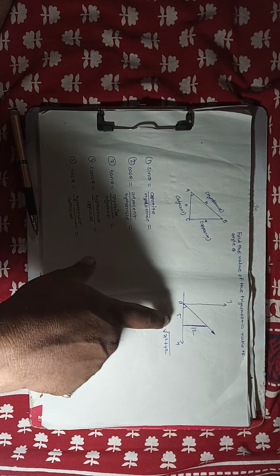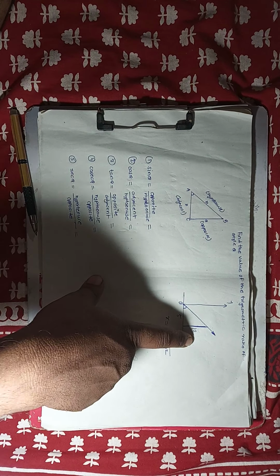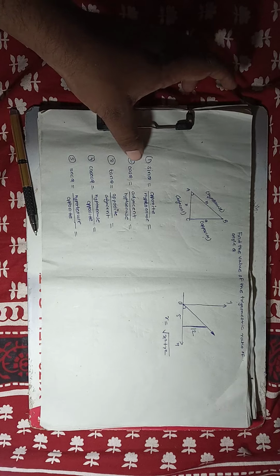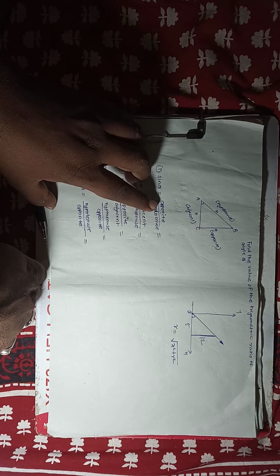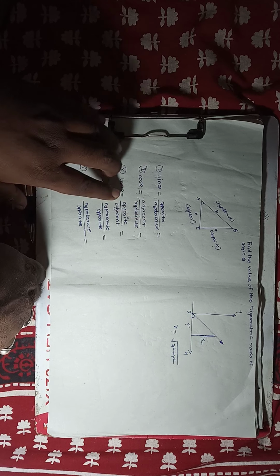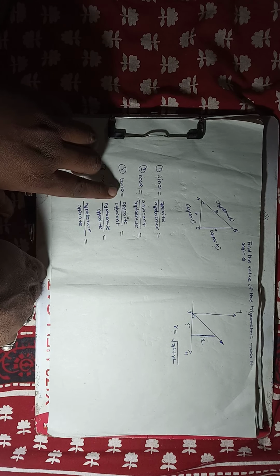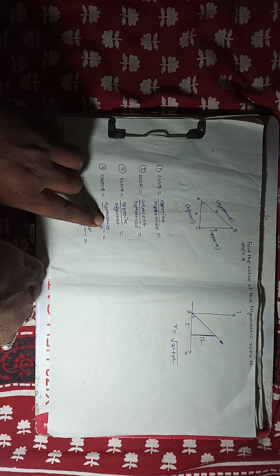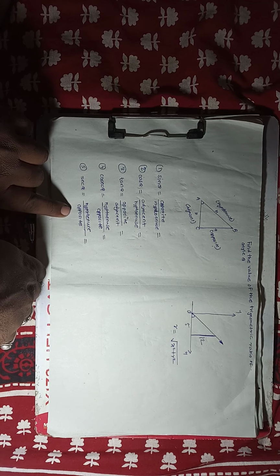In this case, adjacent value is given, opposite value is given. We have to calculate hypotenuse. So there are a total of 5 formulas. Sin theta is equal to opposite divided by hypotenuse. Cos theta is equal to adjacent divided by hypotenuse. Tan theta is equal to opposite divided by adjacent. Cosec theta is hypotenuse divided by opposite. Sec theta is hypotenuse divided by opposite.